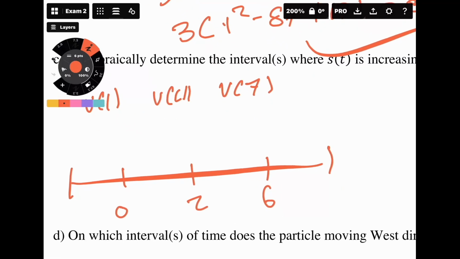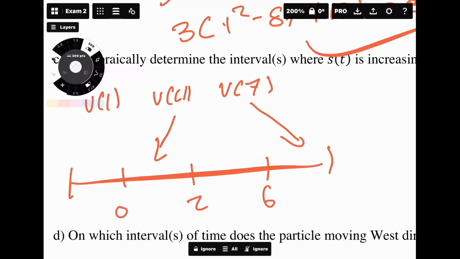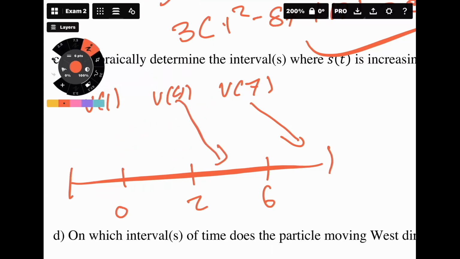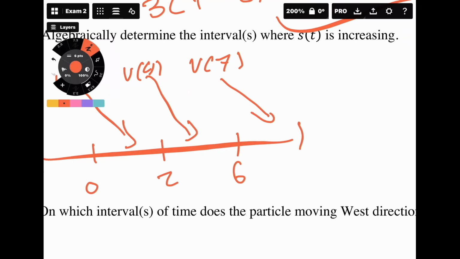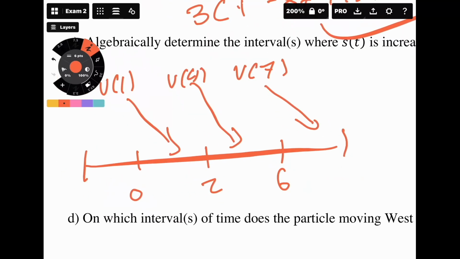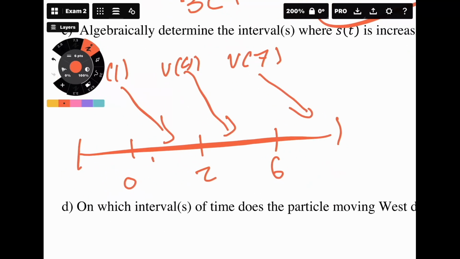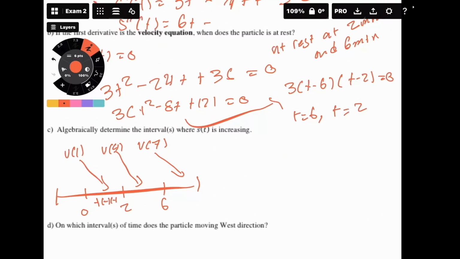Okay, so v of 1 is going to go here, v of 7 is going to go there, and this is v of 4. That's all we want to figure out. Since v of 1 is going to be positive, negative, negative, since we can see from this function 3 of 1 minus 6 of 1 minus 2, which is going to be a positive, minus, minus, which is going to lead us to a positive.